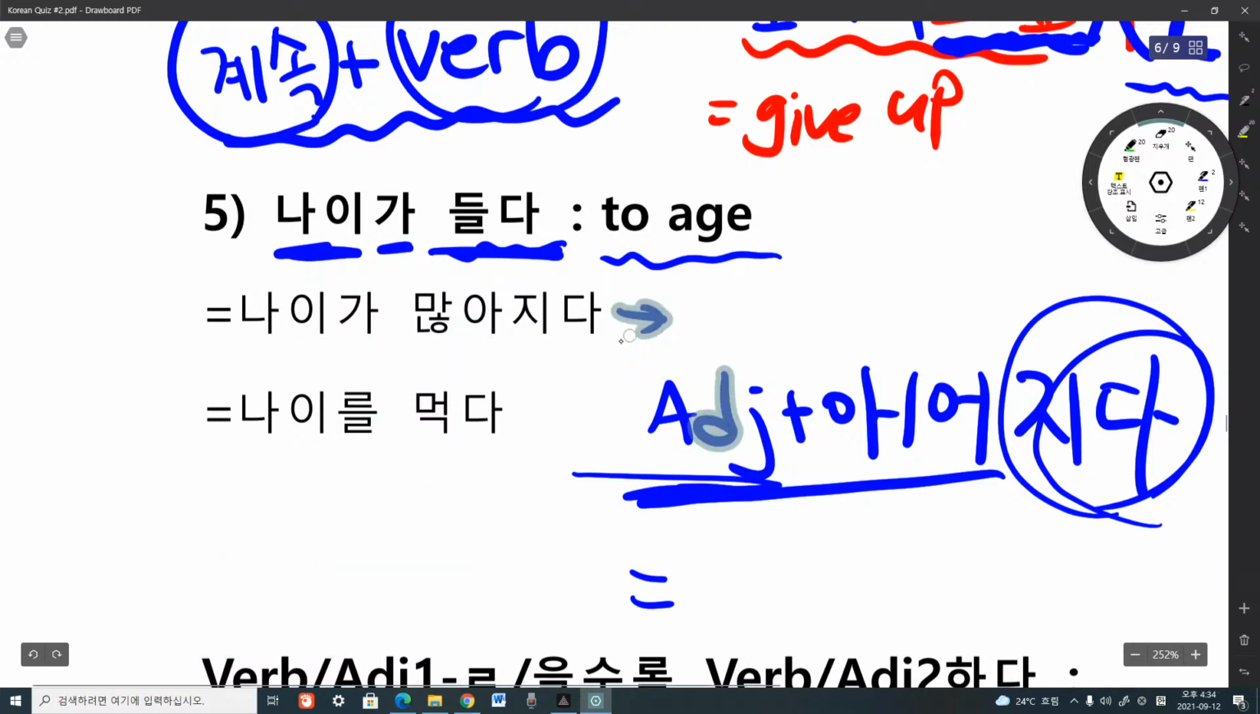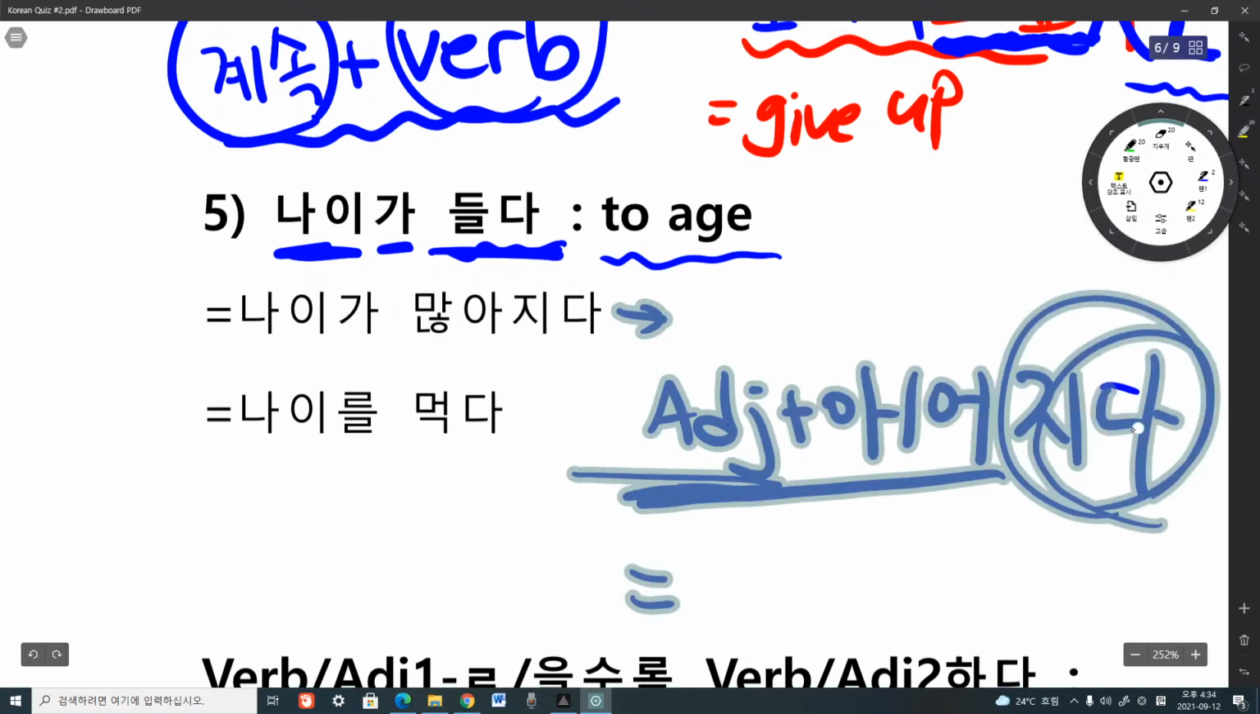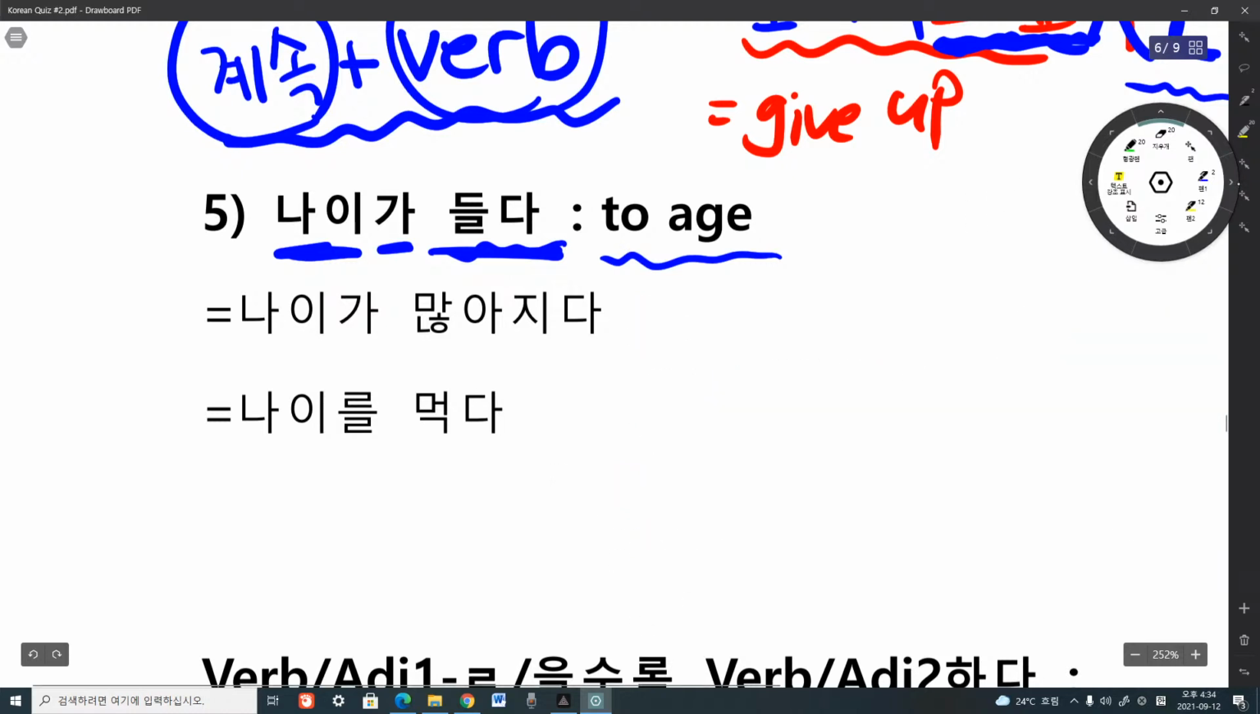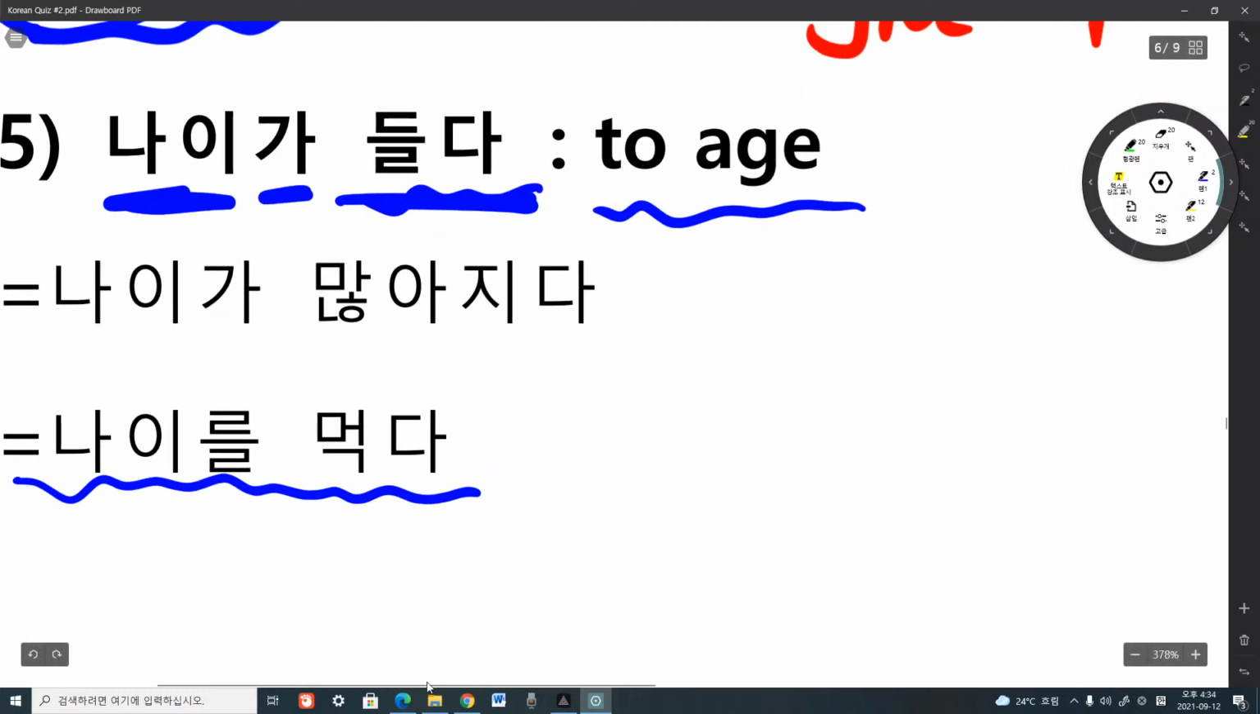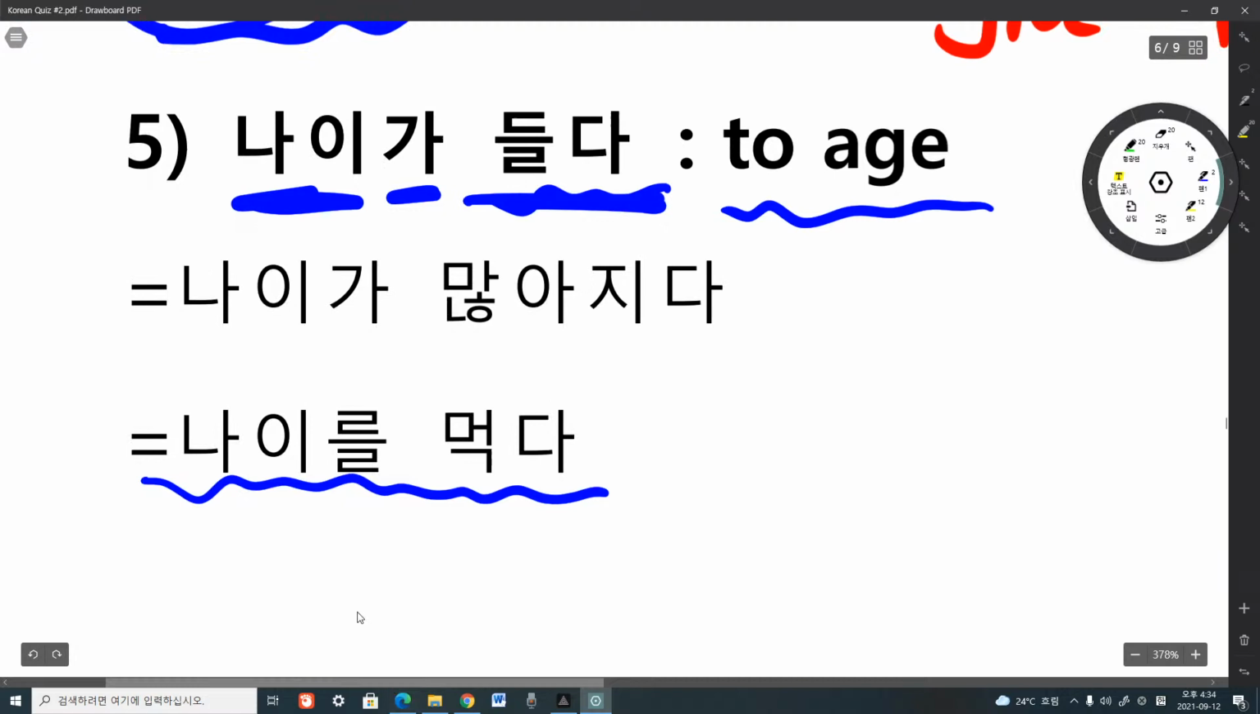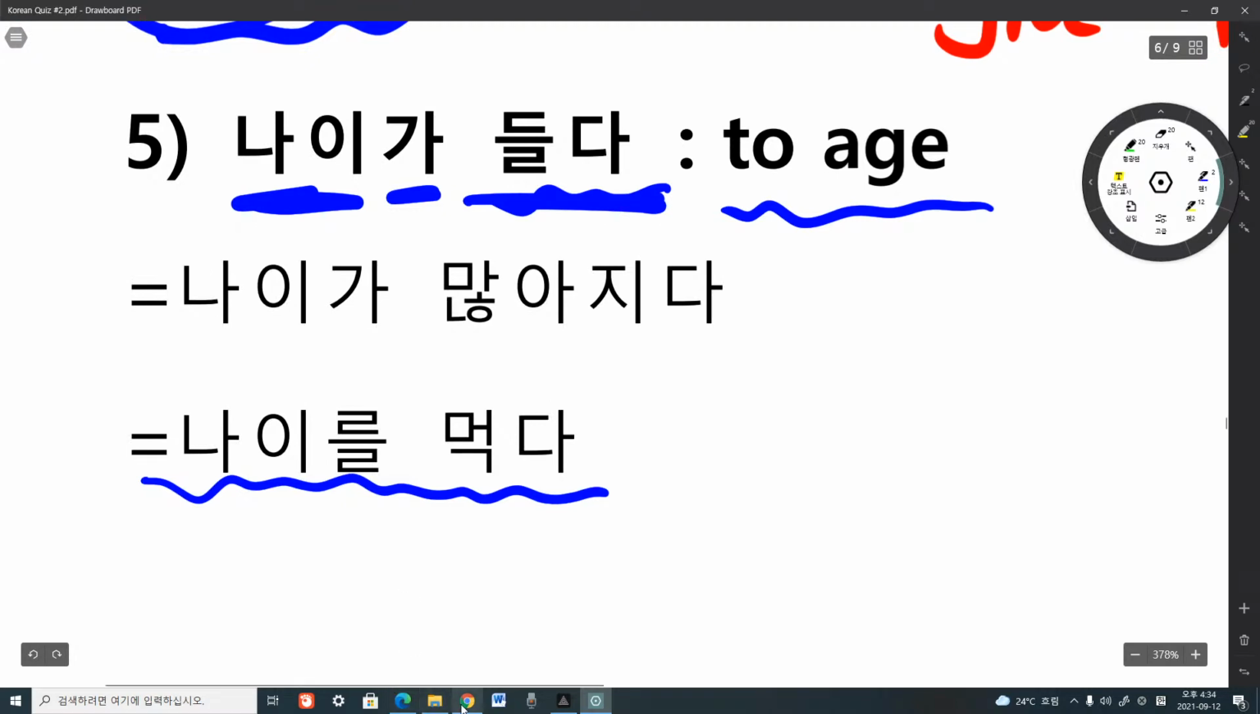So you can use this word to mean to age. 나이가 많아지다. 그리고 this expression might come across a little weird, right? Because it literally means to eat one's age. 나이를 먹다. To eat one's age. But we do use it like this. This is a common expression that we use for to age, guys.